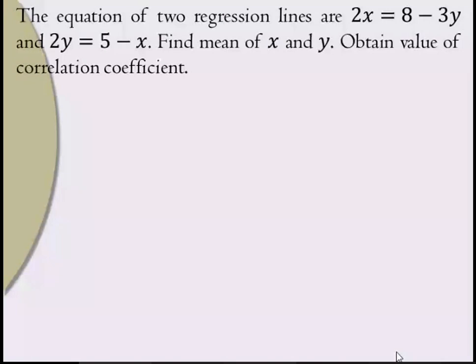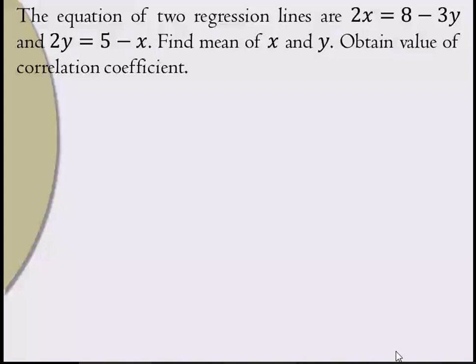The equations of the regression lines are 2x is equal to 8 minus 3y and 2y is equal to 5 minus x. Find the mean of x and y and obtain the value of the correlation coefficient. So this is the second type of problem we'll have on regression lines. We are given both the regression lines and it is asked to find the value of r and x bar, y bar.